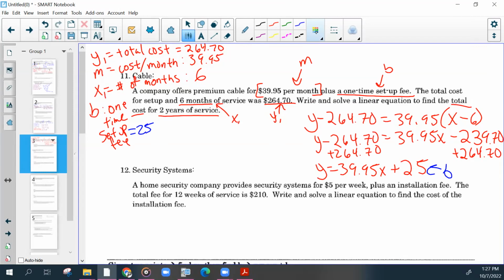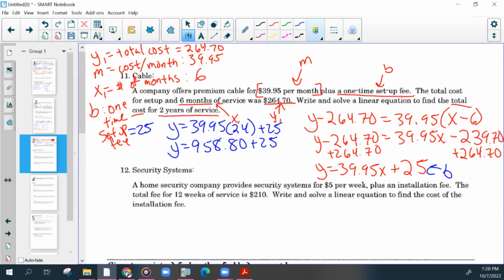So now our total cost, remember that was our y. So that's going to be something we don't know now. We know our slope, the 39.95. Our number of months is our x, but here it has years. So you have to think about how many months would that be? 12 months in a year times 2, that would be 24. And now we know our b is 25. So we would start solving that. Multiply to get $958.80. And if we add 25, we get $983.80. So the total cost for 2 years of service would be $983.80.